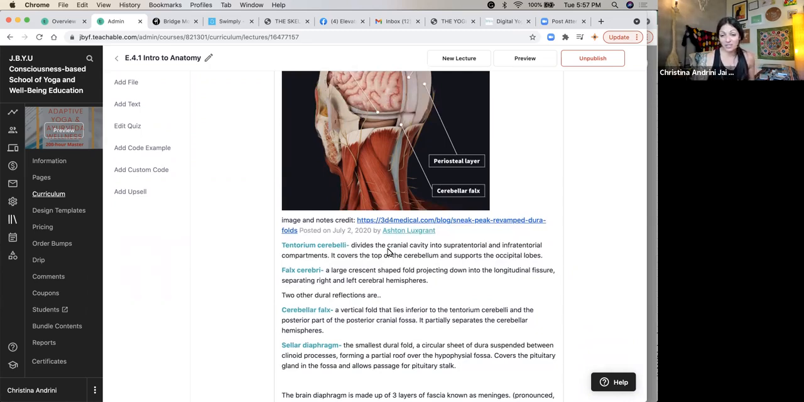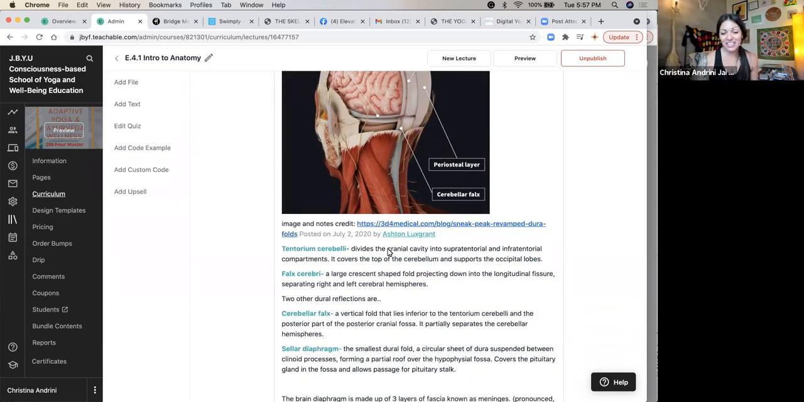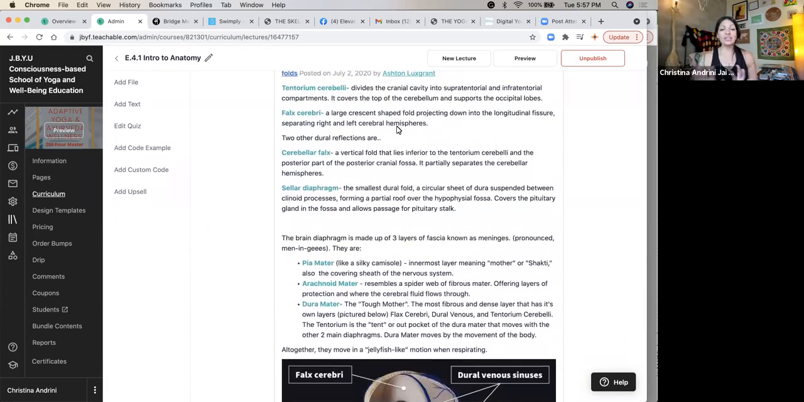Then we have the sellar diaphragm, which starts with an S, so as not to confuse anyone. It's the smallest dural fold. It's a circular sheet of dura suspended between the sphenoid processes, forming a partial roof over the hypophyseal fossa. It covers the pituitary gland in the fossa and allows for passage of the pituitary stalk. That's going to be towards the bottom here. It's not shown on the diagram, but it's just low in the space. That's just a heads up.